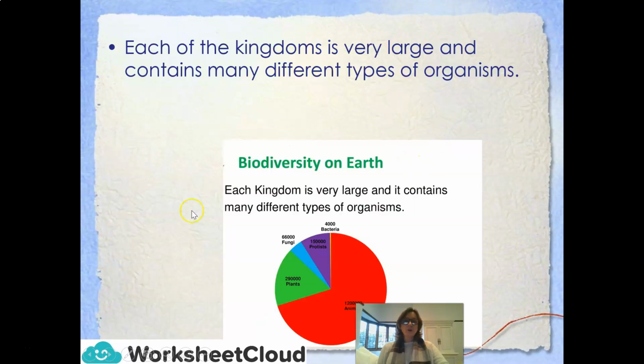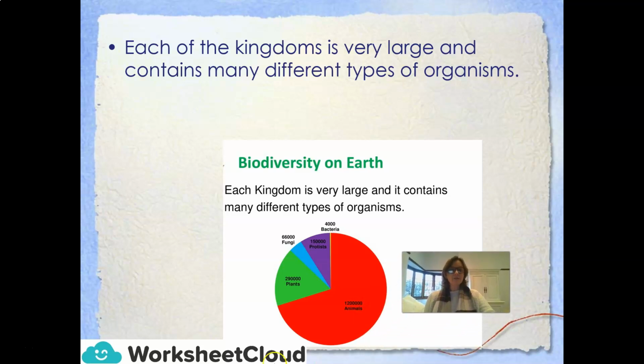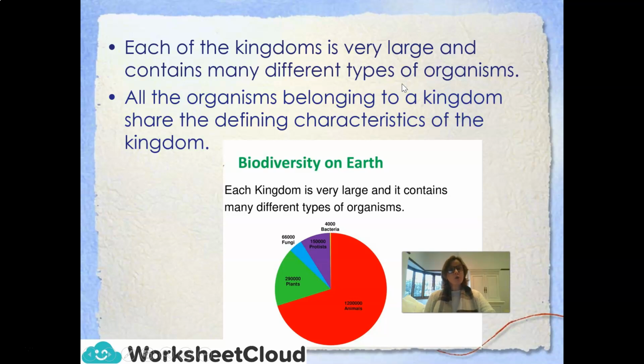Now, if I look over here and we look at the biodiversity on Earth, you can see that each of the kingdoms is very large and contains many different kinds of organisms. All the organisms belonging to a kingdom share the defining characteristics of the kingdom. So over here we have the animal kingdom, and if you look on this pie chart, you can see quite clearly they're definitely the largest kingdom, followed by plants, protists, fungi, and then a very small portion of organisms are bacteria.